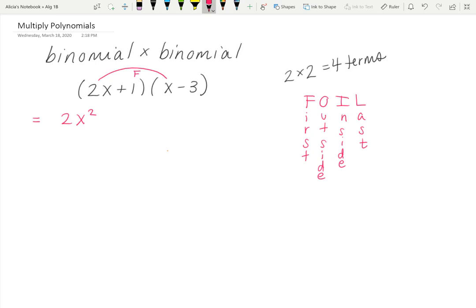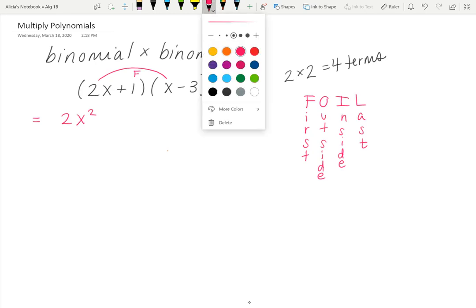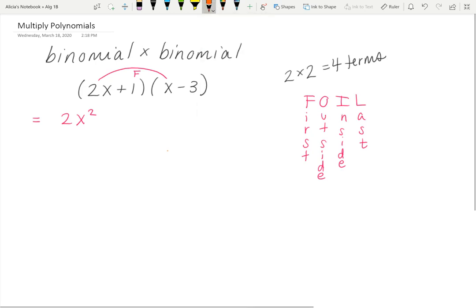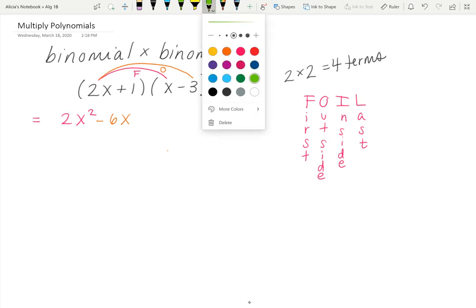From there, I'm going to pick a different color here. And we're going to take that term, 2x, and we're also going to multiply it to the other term in this binomial. Okay, so that is the outside terms of the binomial. That's what the O stands for. So doing 2x times negative 3, you don't forget to pay attention to your signs here. You get negative 6x.